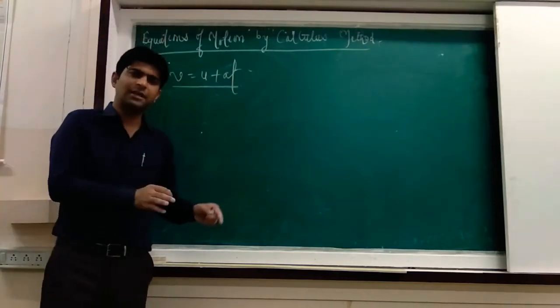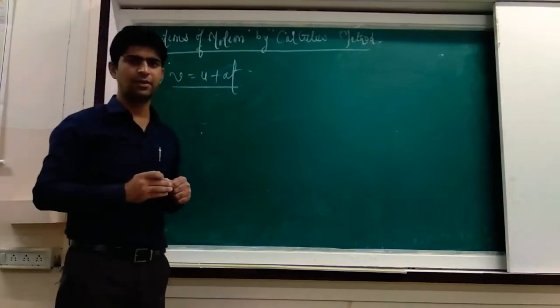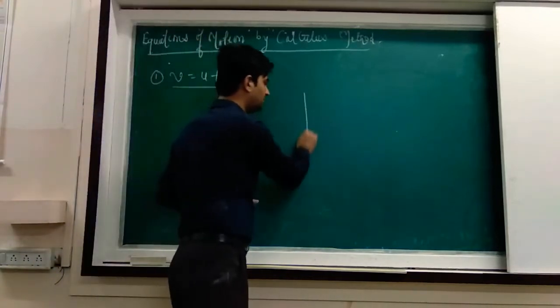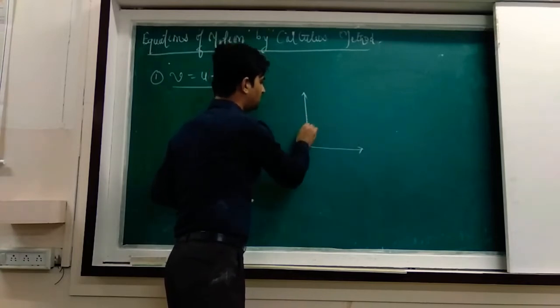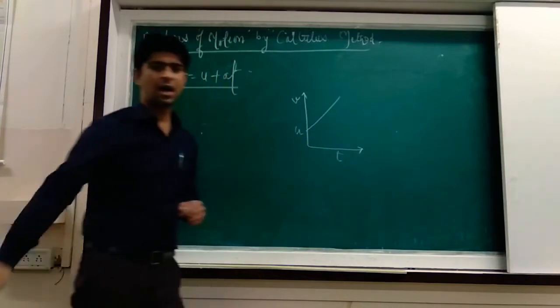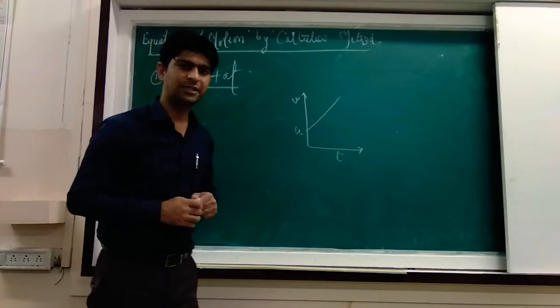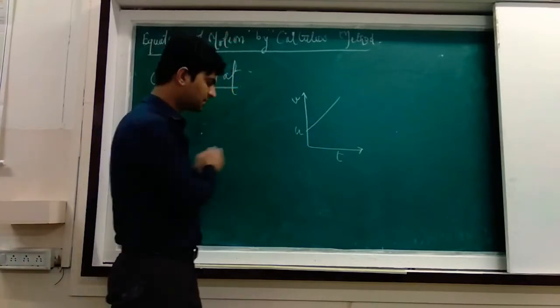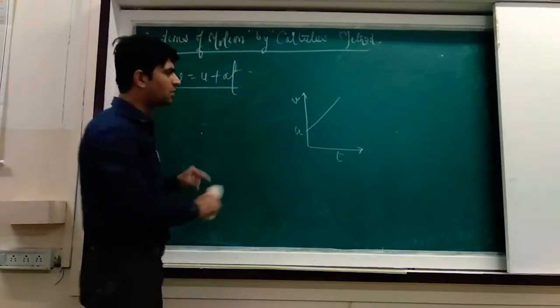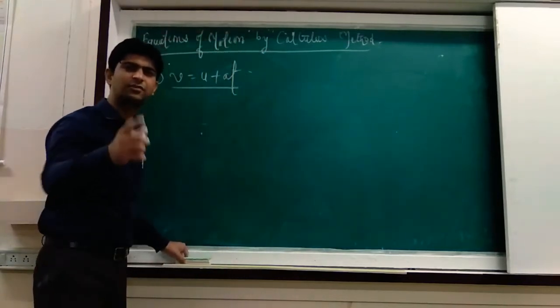In the graphical method also you started this by calculating the acceleration. You must have drawn this graph. This is U and this is V and this is T, and you would have calculated the slope of this graph. The slope of a velocity-time graph gives acceleration. So in this calculus method also we have to start with the definition of acceleration. The definition of acceleration is the rate of change of velocity.